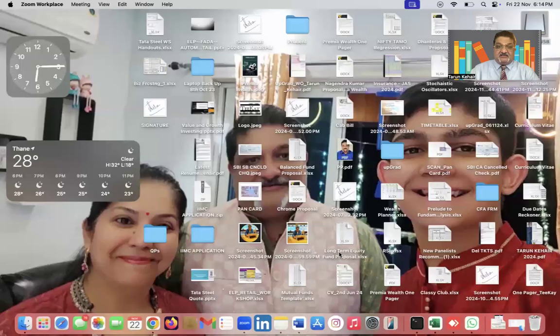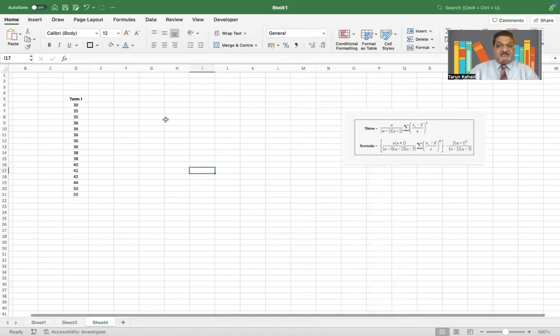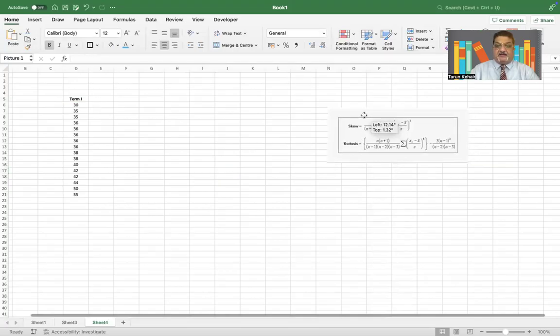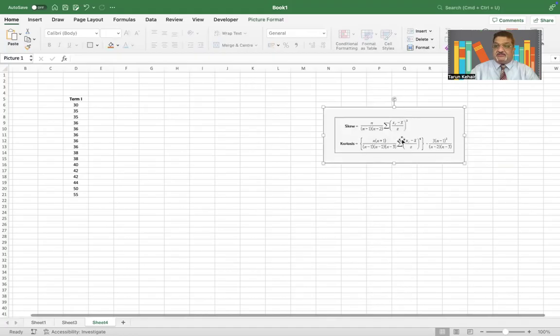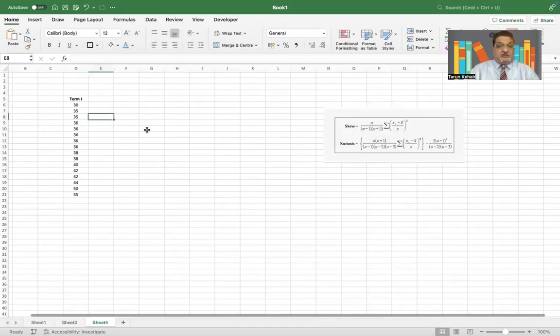So I'm going to start by sharing my screen here. So let's say these are the marks for students who have appeared in term one. Now, mind you, we are going to use these formulae for skewness and kurtosis. Now, for term one, these are the marks, right?